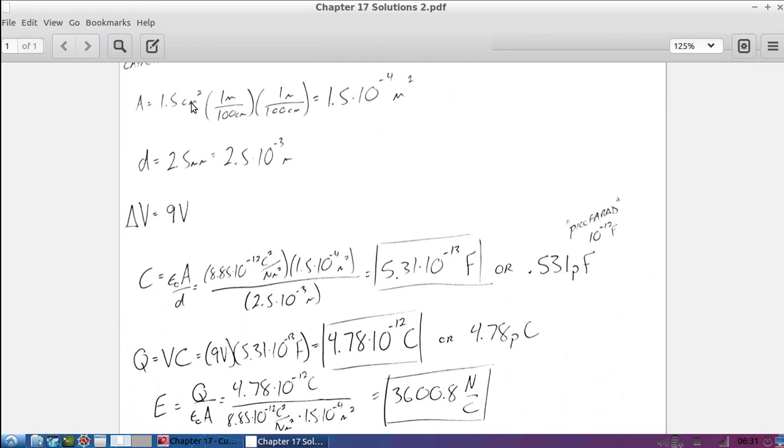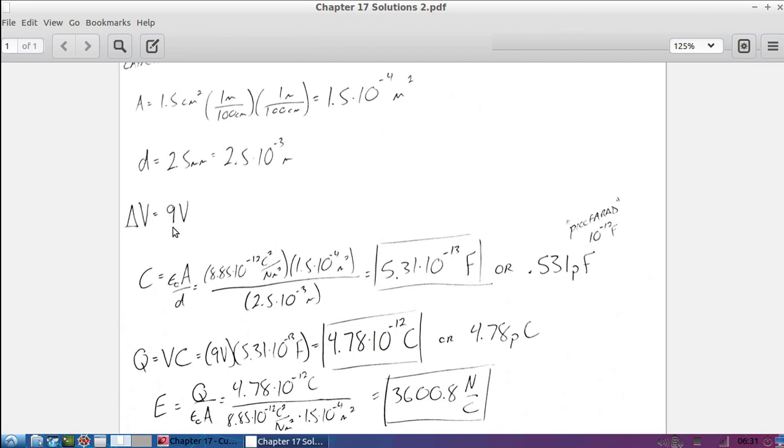So we're given the cross-sectional area of the wire, and I converted it to square meters. I was given it in square centimeters, so I convert that to square meters, and I'm given the diameter in millimeters, so I'm converting that to meters as well. They tell me that there is a potential difference of 9 volts across the wire.